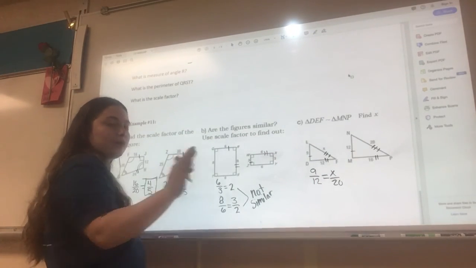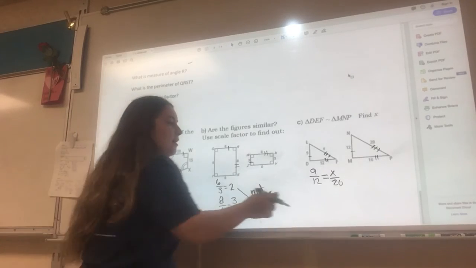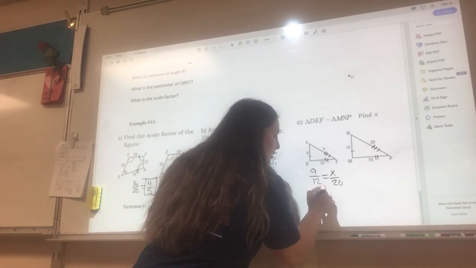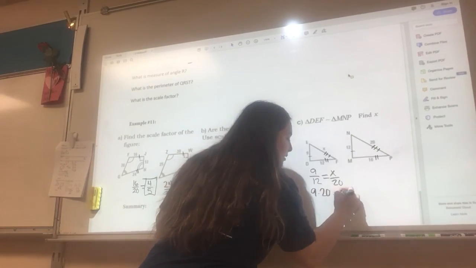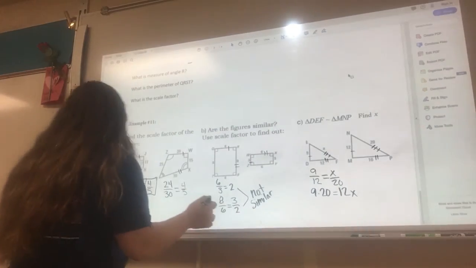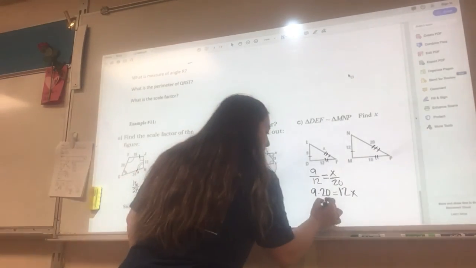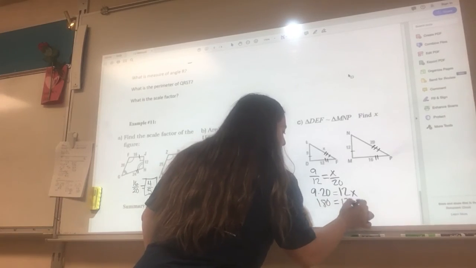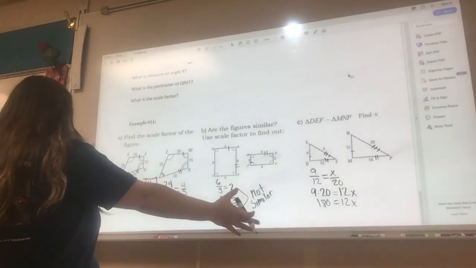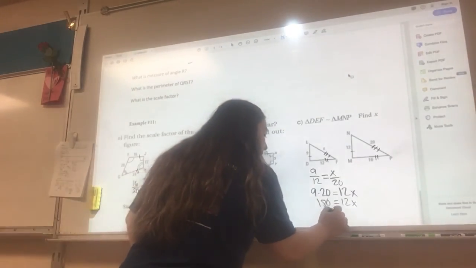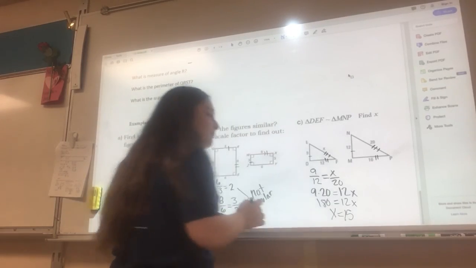Now that we have our proportion, we can solve for X by cross multiplying. So we're going to get 9 times 20 equals 12X. 9 times 20 is 180, equal to 12X. We divide by 12, therefore X has to equal 15.